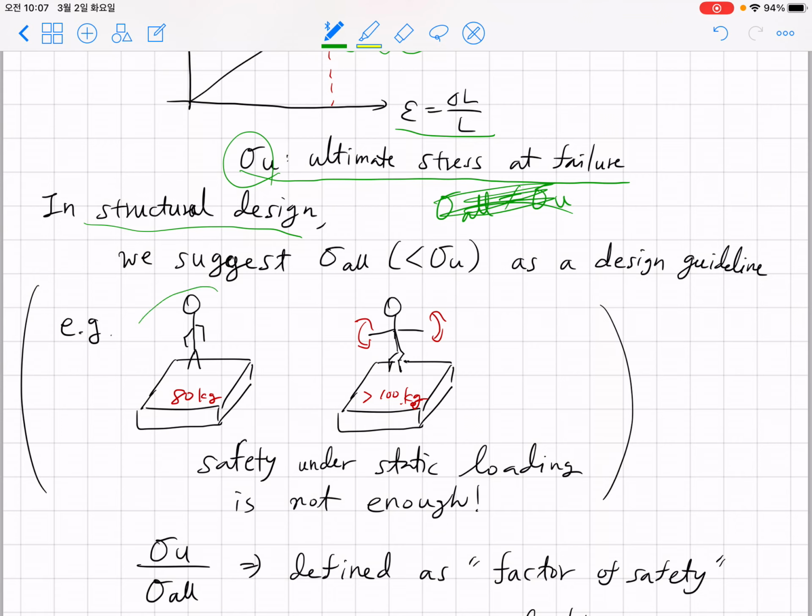Suppose that you are on top of a weighing machine, and suppose that you are 80 kilograms. If you stand still, you're going to have an 80 kilogram reading at your feet. However, if you keep moving your arms and your knees, you're going to have a weight even more than 80 kilograms. It can be 100 kilograms depending on the acceleration you are giving. So there must be some safety margin when designing the building. Safety under static loading is not enough.